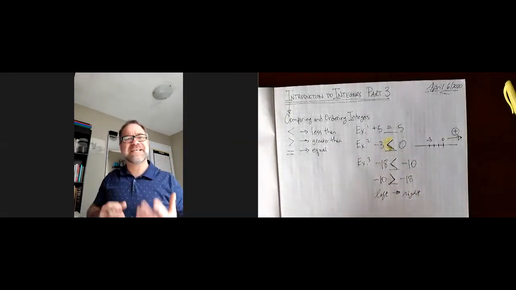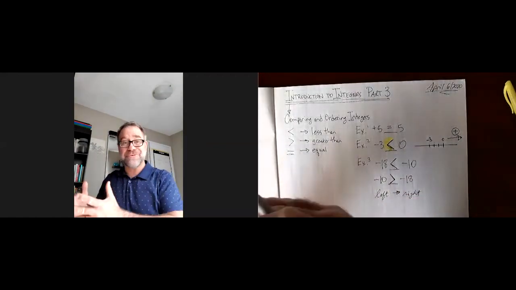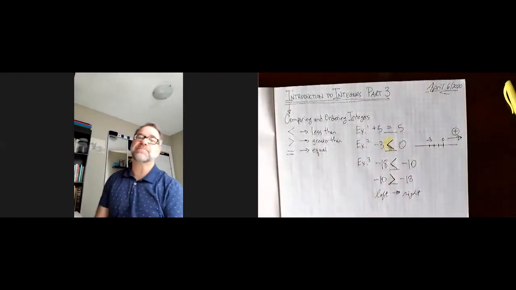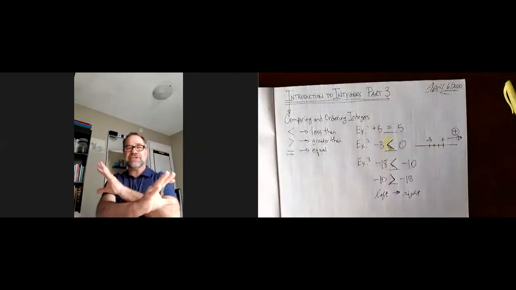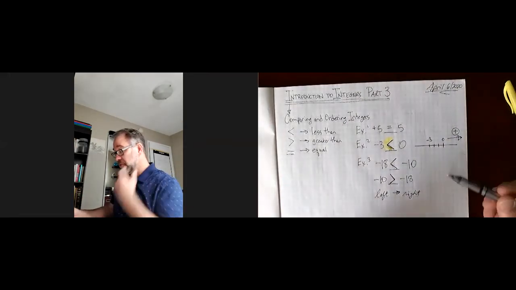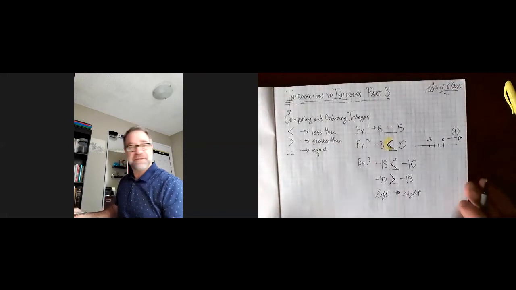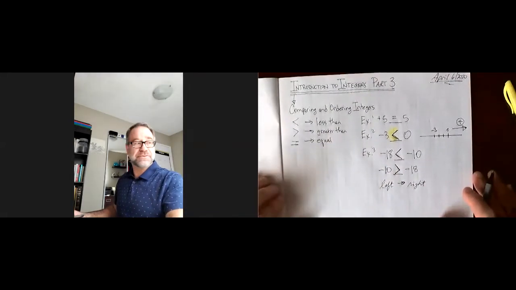It's kind of like saying Chrissy is shorter than Andrea, or Andrea is taller than Chrissy. It's both the same comparison, just changing the order of the words. So that's how we could compare two. What would we do if we had a set of integers and we wanted to order them?